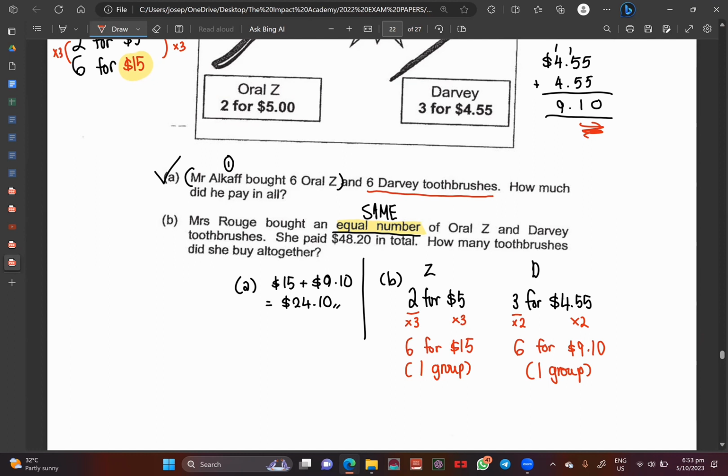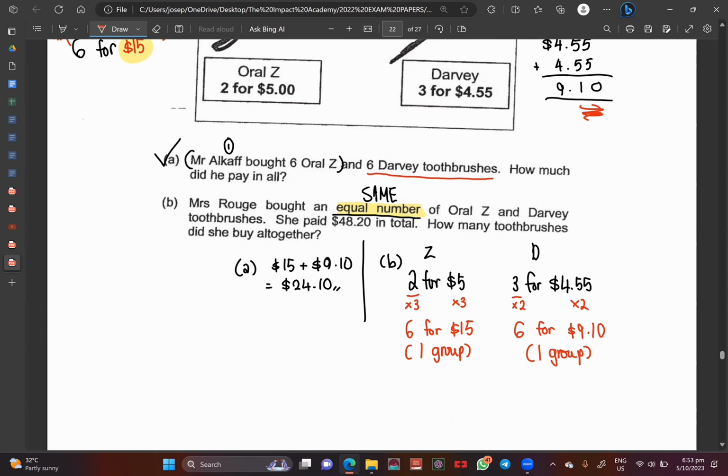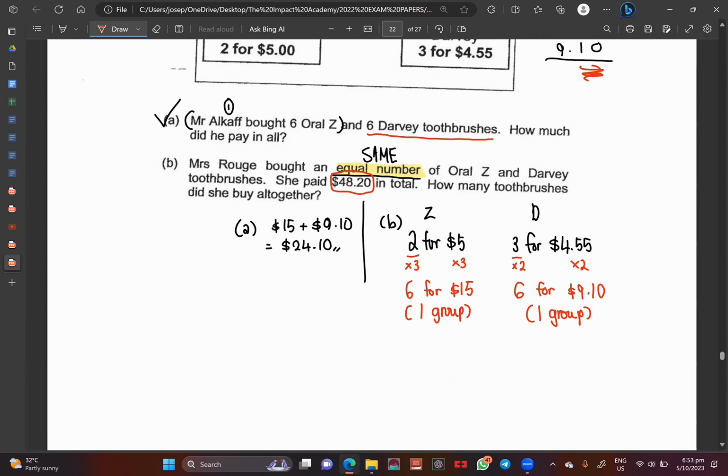Now, did the person just buy one group only? You see, if the person wants to buy, listen up to me. If the person wants to buy same, the person needs to buy one group. But did the person only buy one group? Why? Because how much did this person spend? Which is more than one group. Agree or not? If I were to buy one group, how much do you think this person will spend? Remember just now in the earlier question we say, right? $15 plus $9.10. You understand so far? You go and find your one group first. Do you understand?